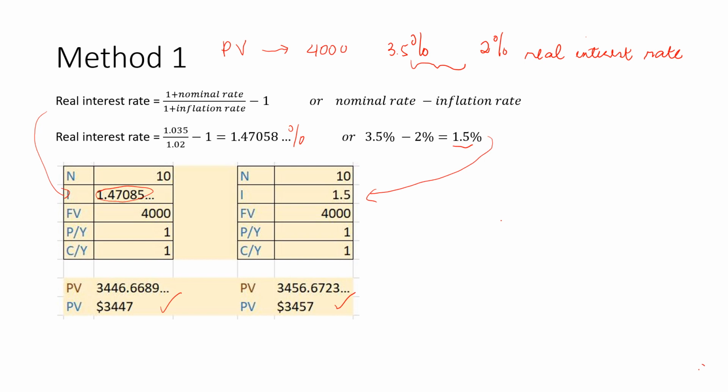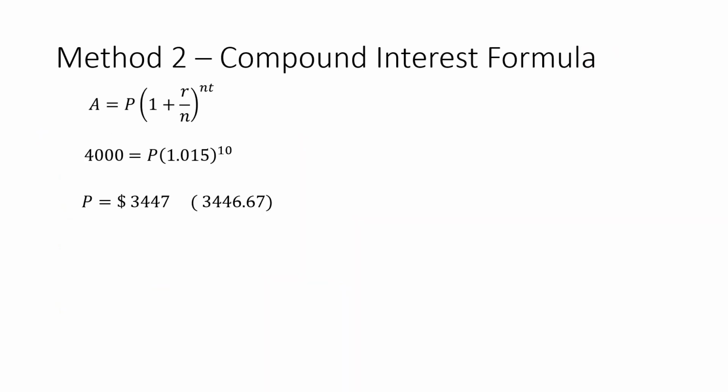Okay, let's find another method in solving this. Another way of solving this problem is using a compounding interest formula. I have it written here. This is from your formula booklet. Then we just substitute the values, where A is the future value from our problem, equal to 4,000, and our present value is missing here. Our N is the compounding period, which is annually, so it means 1. And T is the time, which is 10 years. Our R is already computed to be 1.5%, which is the real interest rate because there is an inflation rate.